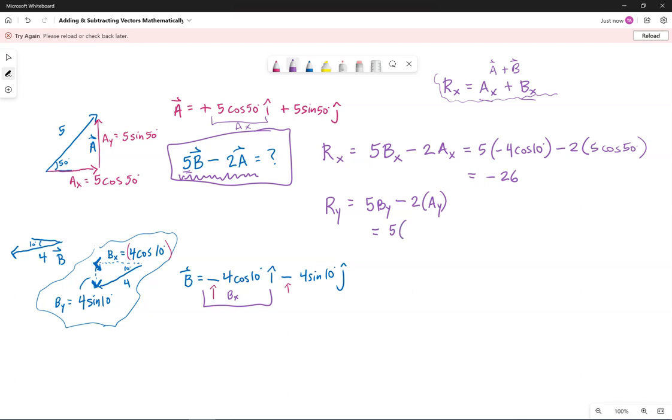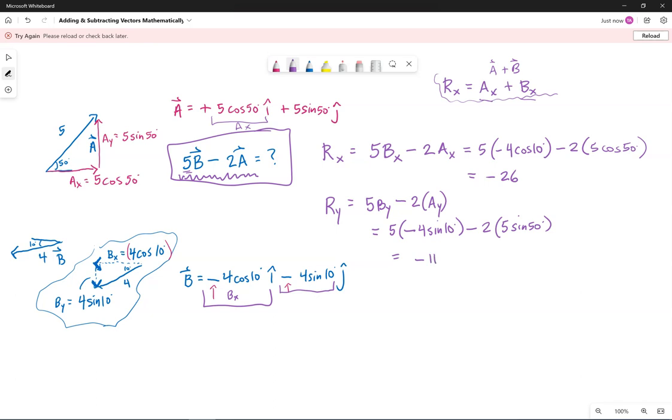For the y component, By is negative 4 sine 10. So we're accounting for it pointing downwards with the negative sign, and the length of it is 4 times the sine of 10. And then minus 2 times the y component of A, which was 5 sine 50. Plugging these in, I'm getting negative 11.